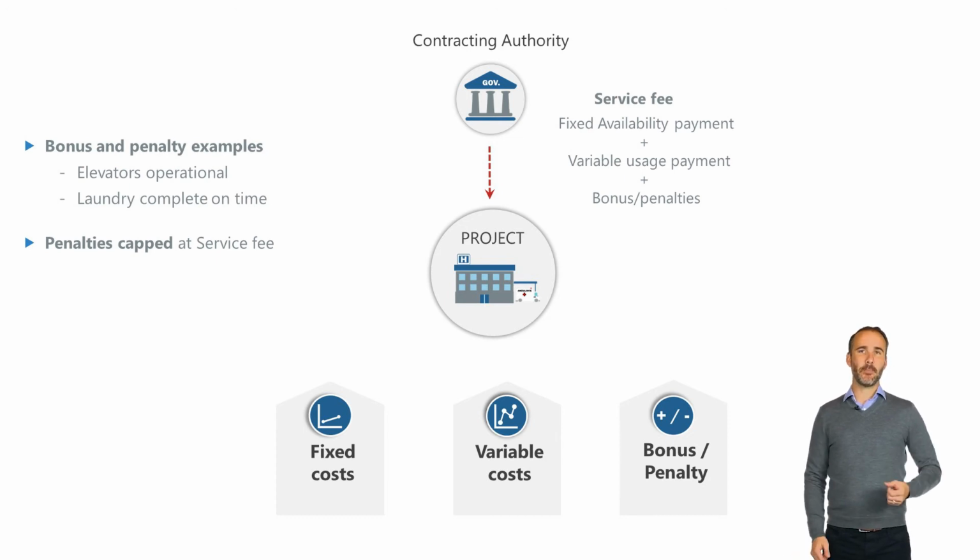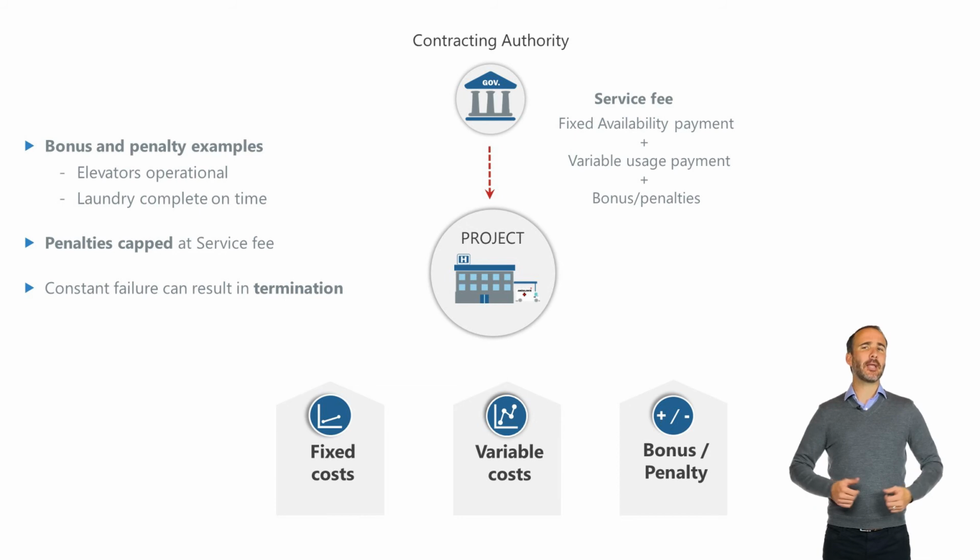If the project company is frequently delinquent in its maintenance, there may be additional repercussions, such as termination of contract. But that's really a worst case outcome, and we would never expect our project company to perform that poorly.